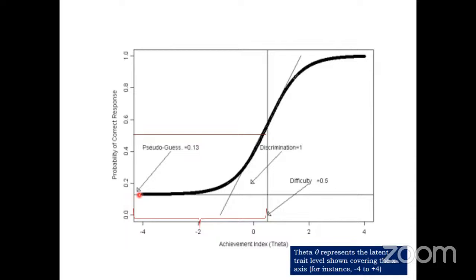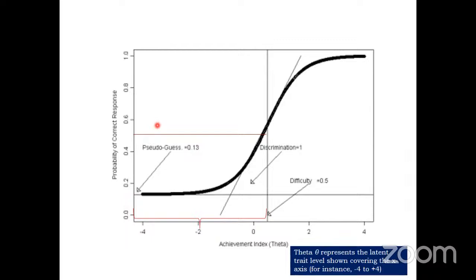They are able to answer it correctly. So that actually indicates, this line is indicating the lower asymptote of the curve, and this indicates the guessing parameter or guessing level of this particular item. So here it is 0.13, and we have certain criteria, like it is accepted till 0.34 or 0.35, it is accepted.